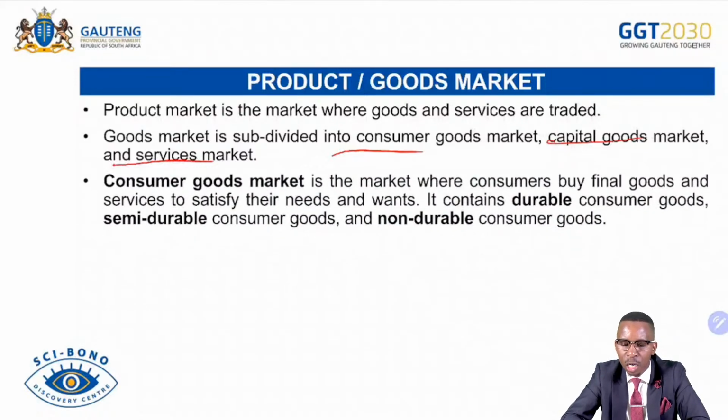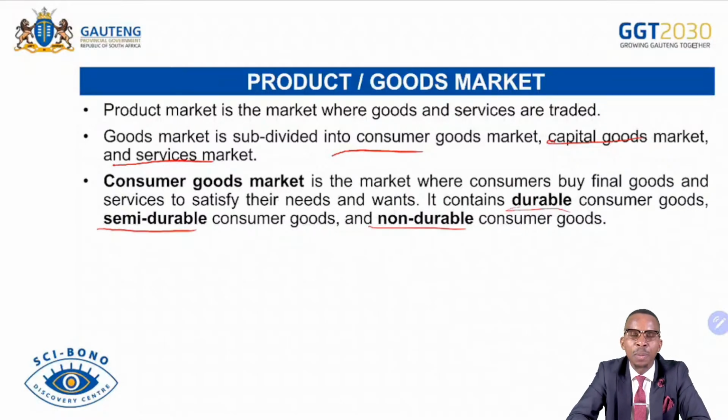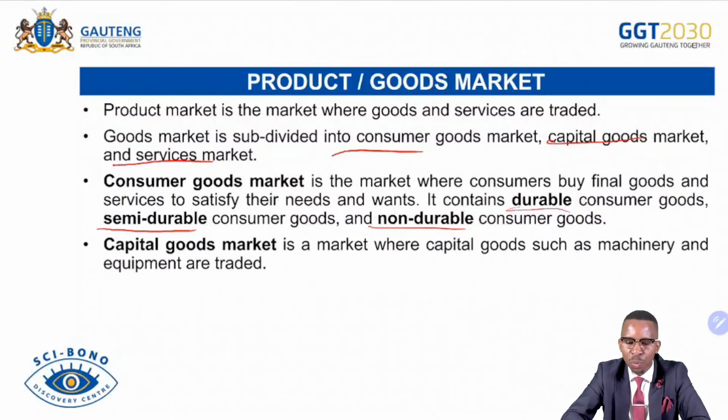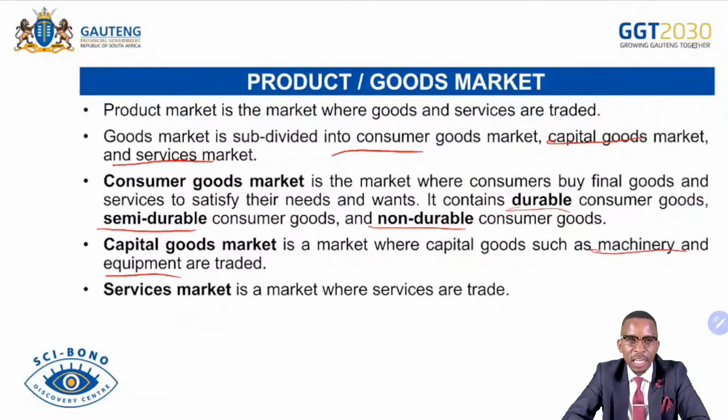Consumer goods market is the market where consumers buy final goods and services to satisfy their needs and wants. It contains the likes of durable consumer goods, which can last for a longer period of time, semi-durable consumer goods, which can be used more than once, non-durable consumer goods, which can only be used once. And then capital goods market is the market where capital goods such as machinery and equipment are traded by businesses so that they can further their production objectives or business objectives. The services market is the market where services are traded or they can be found.